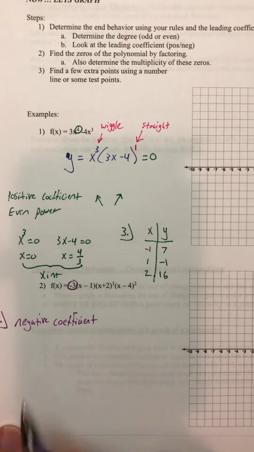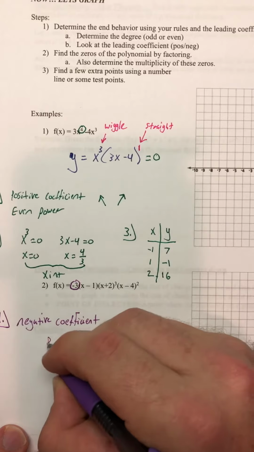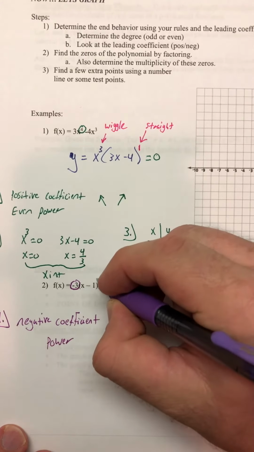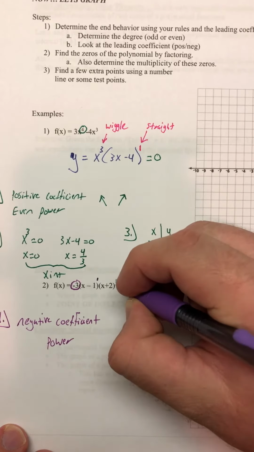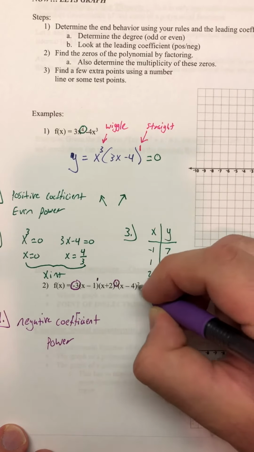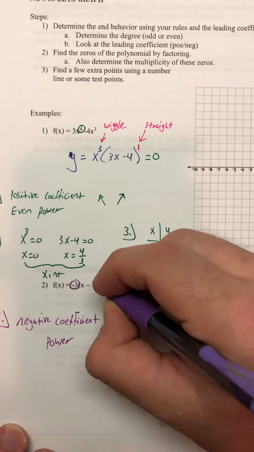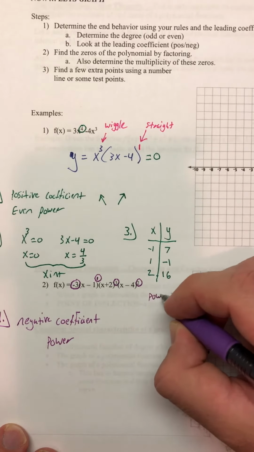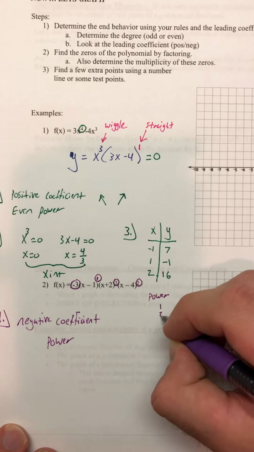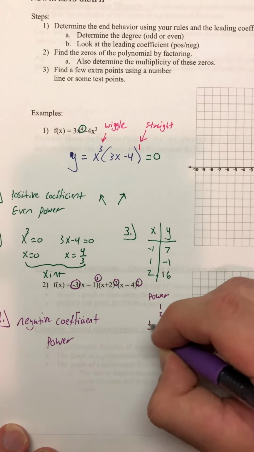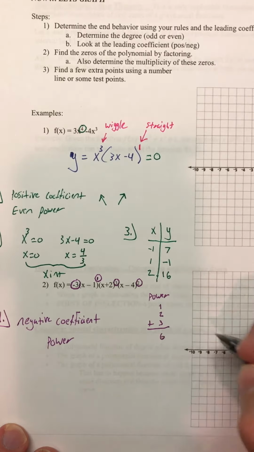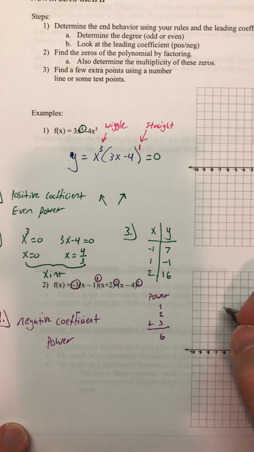Okay, we have a negative coefficient. Now let's count our power. Okay, I need to count my power. So here we go. This is like to the power of 1. This is to the power of 3, to the power of 2. Okay, I'm going to add all these numbers up. So my power is 1, 2, 3. Let's add all those up. 1 plus 2 plus 3 is 6. Is that an even number or is that an odd number?